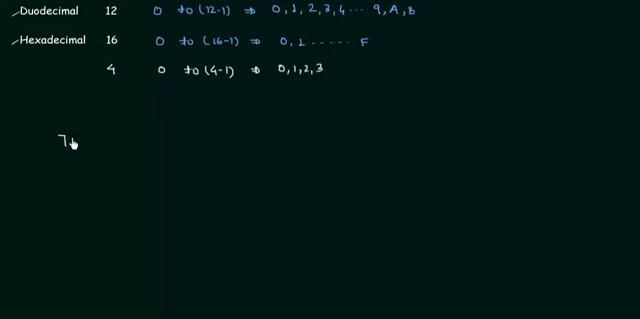The number 7392 can be written as 7 thousands, 3 hundreds, 9 tens and 2 ones. This is how we can write this number.